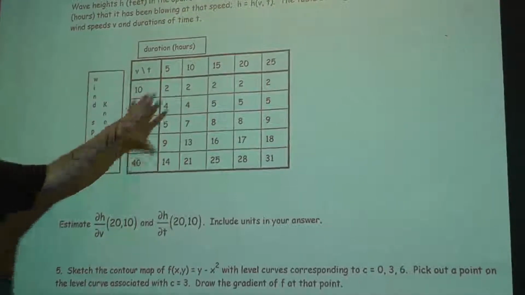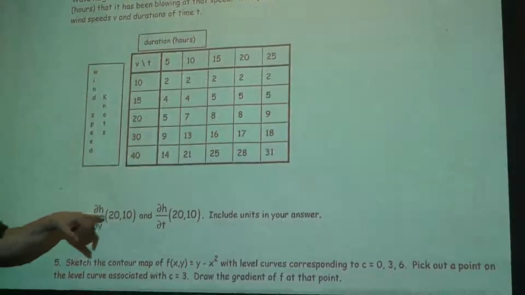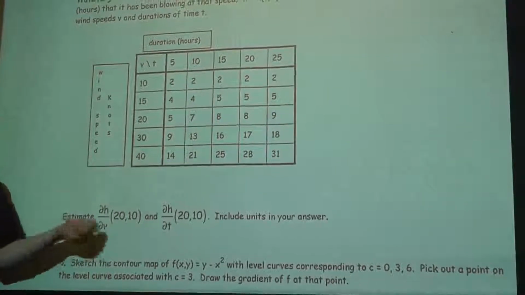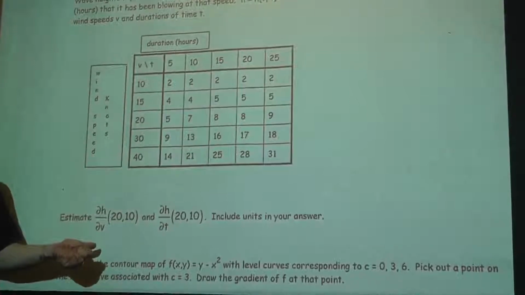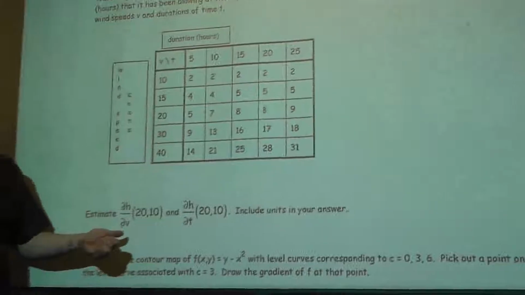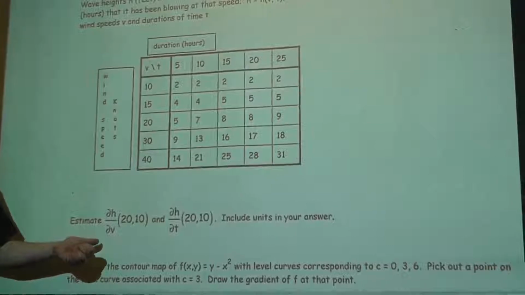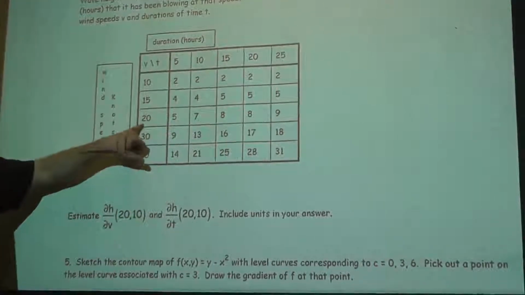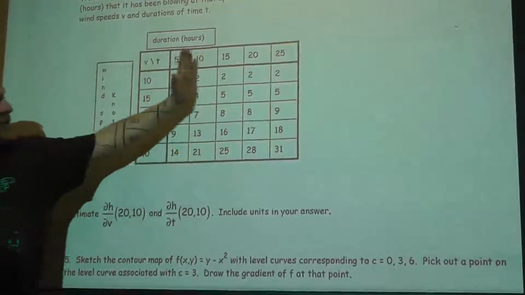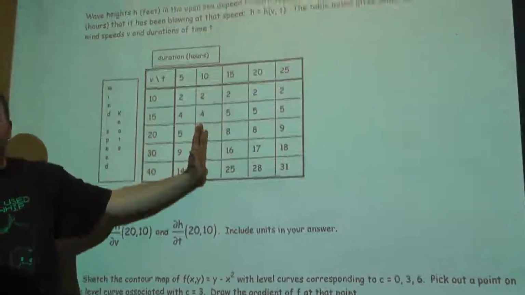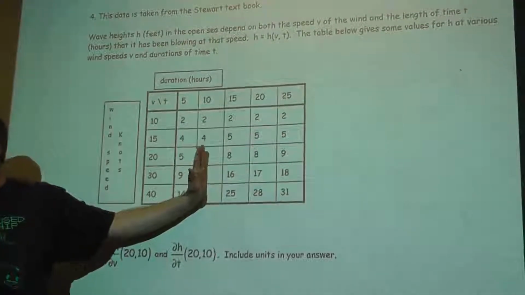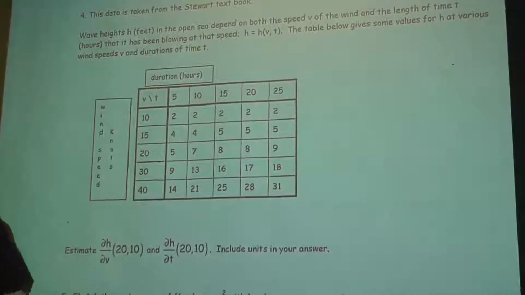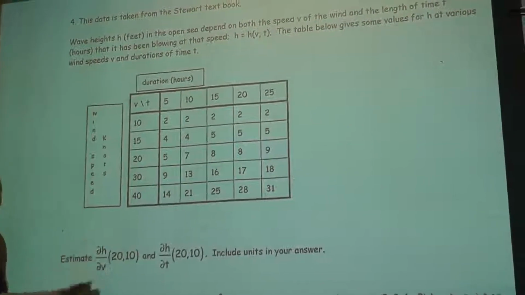So H's units, these are the H values, height in feet. So feet per V, wind speed in knots. So yeah, feet per knot. So who is being held constant in this particular partial derivative? Time. So 20 is representing your V value, 10 represents your hour value. So you're always dealing with a 10-hour duration, and allowing your V value to vary in this particular partial derivative. Okay? So the units come from the fraction.